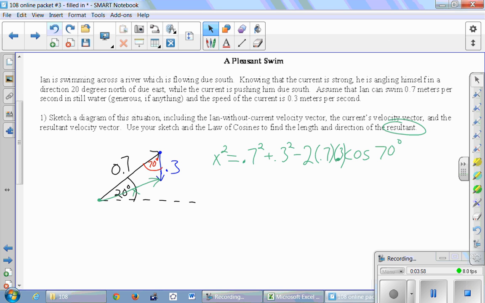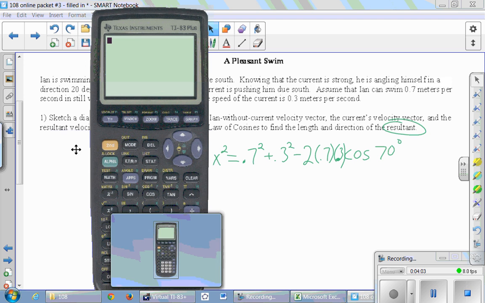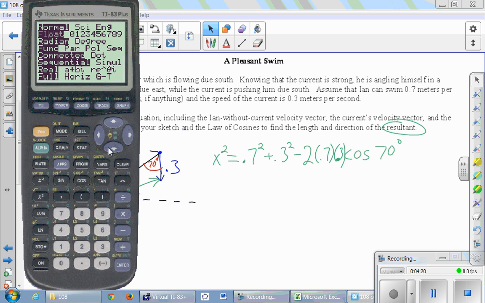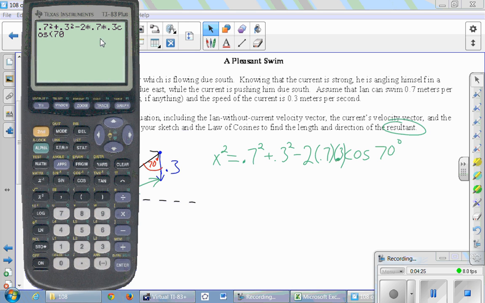Okay, and so the nice thing about this version of the law of cosines is that you can just type the whole thing in one shot. The order of operations will get you where you need to go. So 0.7 squared plus 0.3 squared minus 2 times 0.7 times 0.3 cosine of 70. Now you can do everything right up there, but forget that you need to check your mode, and you'll get a crazy wrong answer. So degrees in this problem. I think that looks okay. So that right there is x squared. And so then we need to do the square root of that thing.